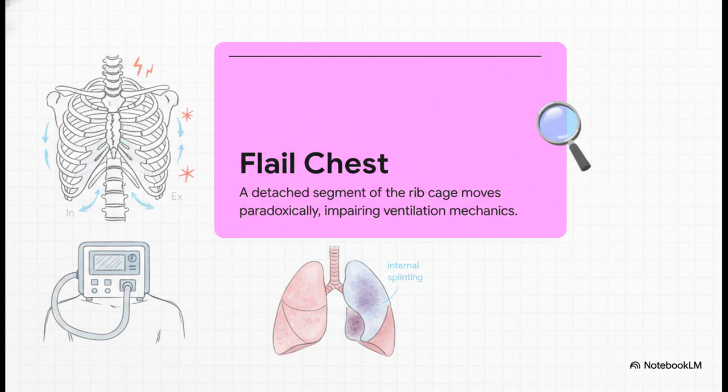That's why many of these patients need to be intubated and ventilated, not just for oxygenation, but to use the positive pressure to act as an internal splint to stabilize the chest wall.